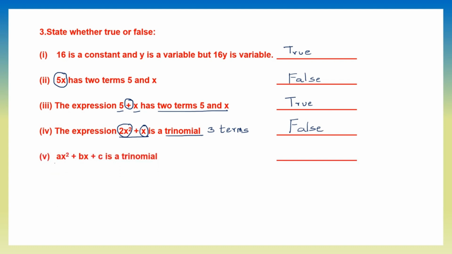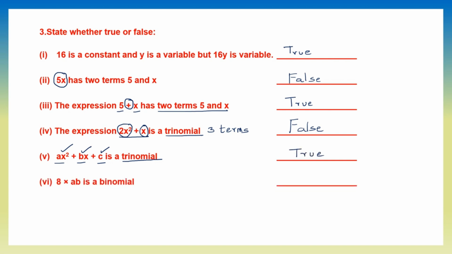Next one: ax square plus bx plus c is a trinomial. Trinomial means it should have three terms. And this is true. Ax square is one term, bx is another term, c is another term. So this statement is true.